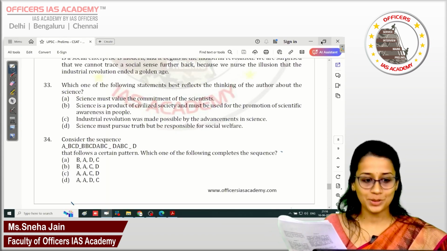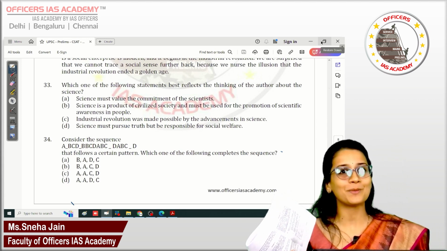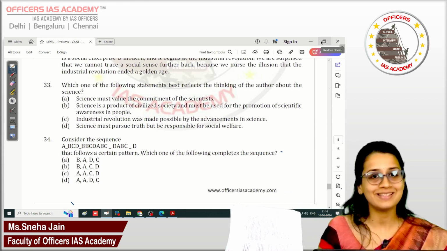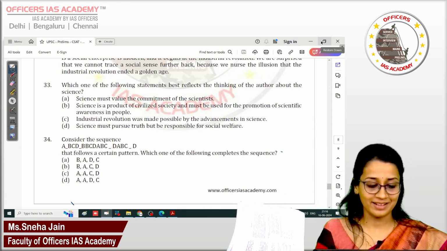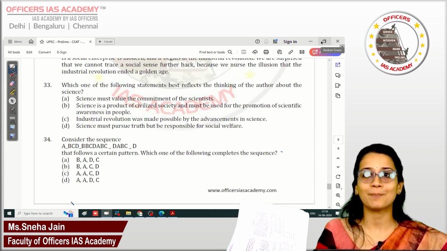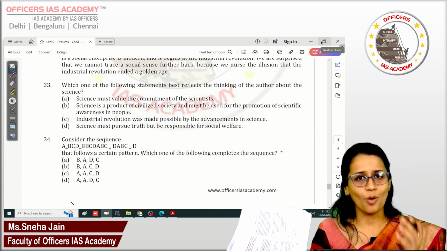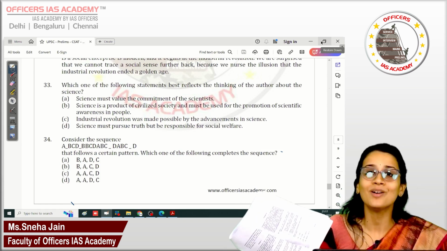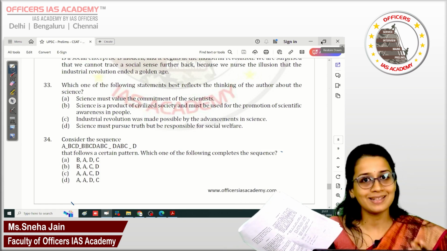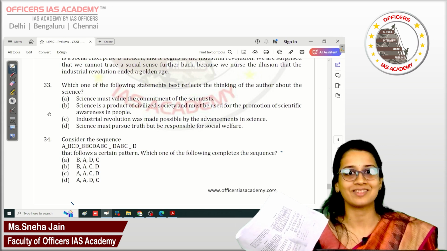We are now moving to question number 34, a very simple question from sequence, very easy to get 2.5 marks. And I think this is the reason why I said this year's paper is easy to qualify when compared to the previous year, because there are a lot of low-lying fruits, some very easy questions which you can easily clear and try to get that 66 marks.